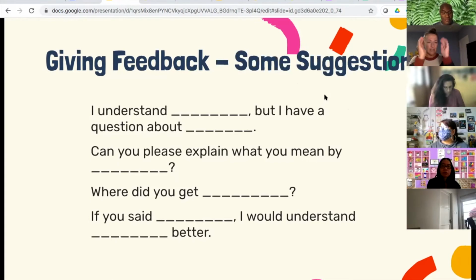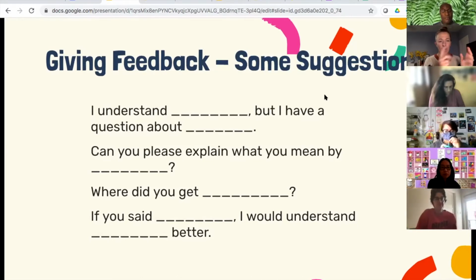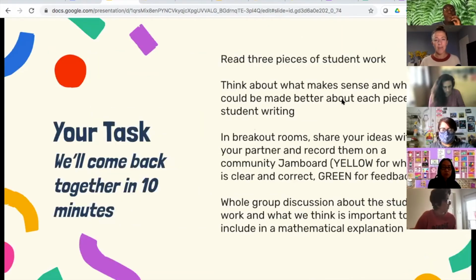So here are some suggestions. I understand this part of your explanation, but I have a question about this part. Or can you please explain what you mean by this? Or where did you get this number or this idea? Notice that I'm posing questions. I'm staying curious. I'm asking, can you help me better understand this? And if you said this, I would understand this part better. So are there any questions right now about your task?